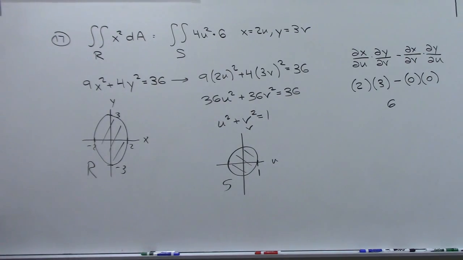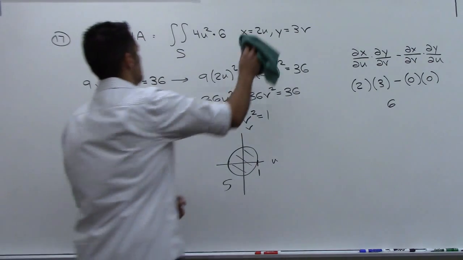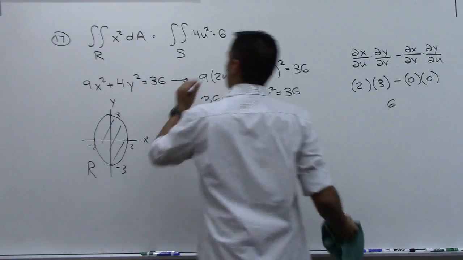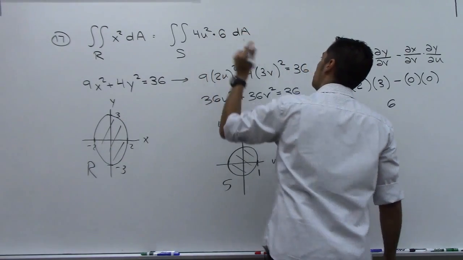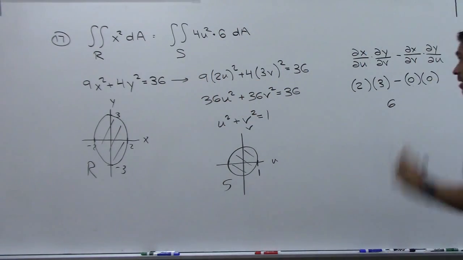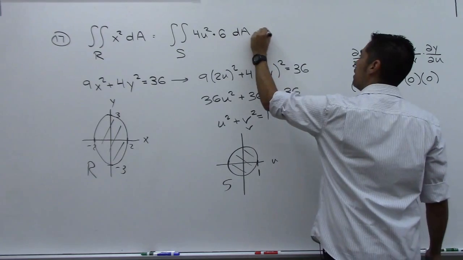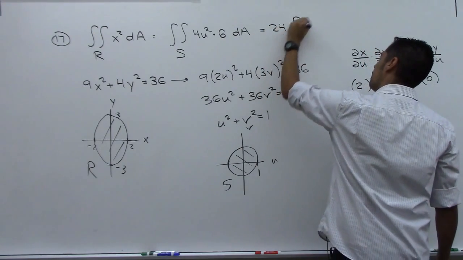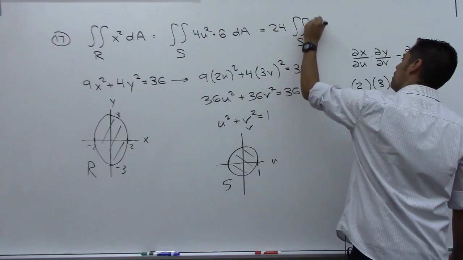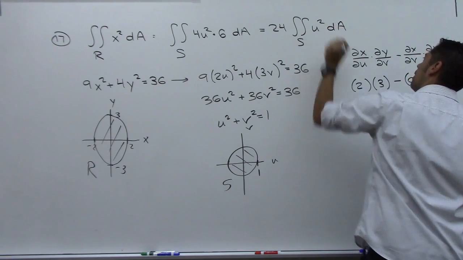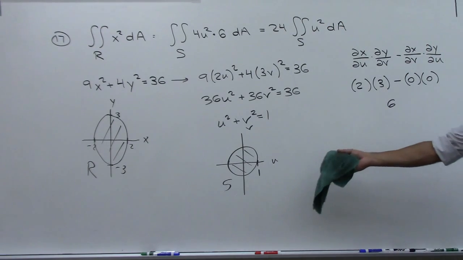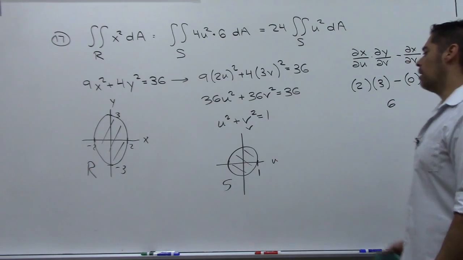And then with respect to the new area. So that looks like it. I can clean that up a little bit. I can say that's 24 double integral over S of u squared dA. And now I look at this region and I say, all right, well, I'm going to go to polar here.